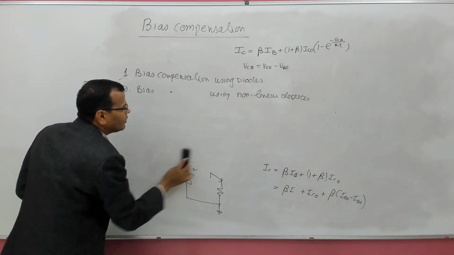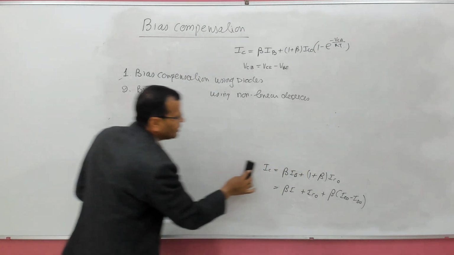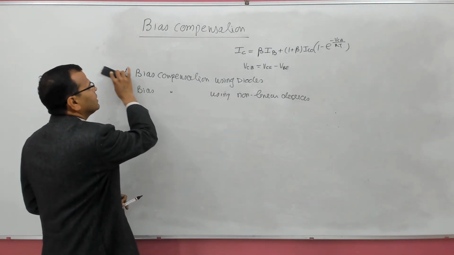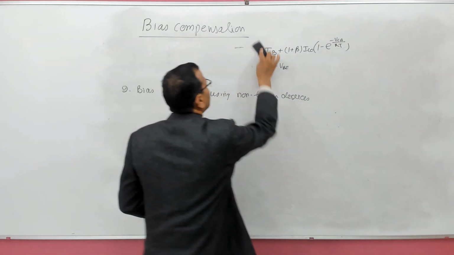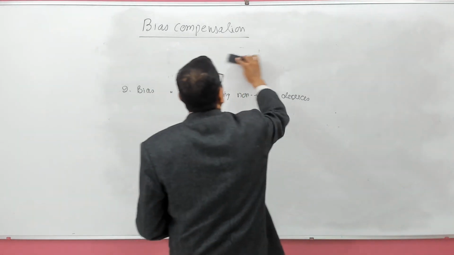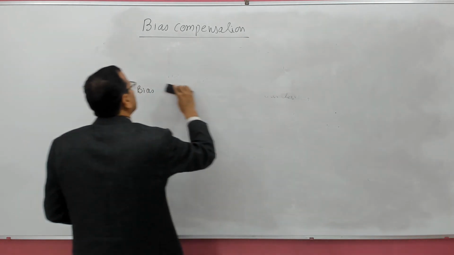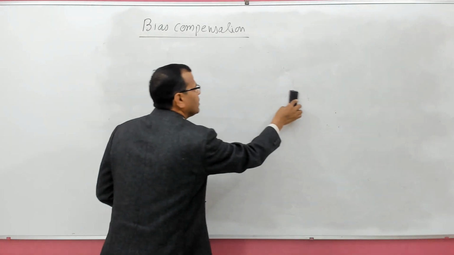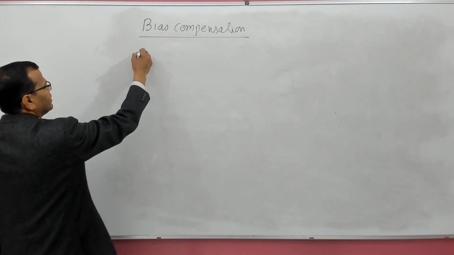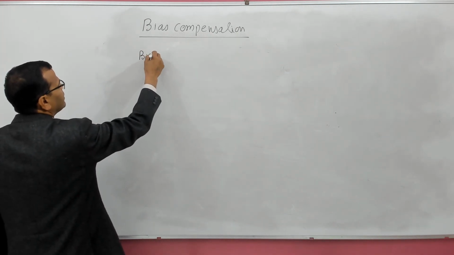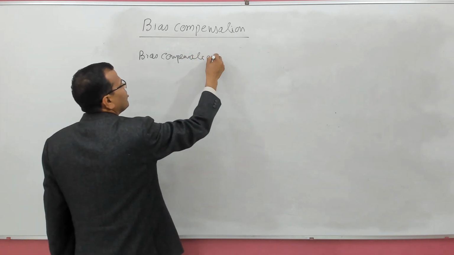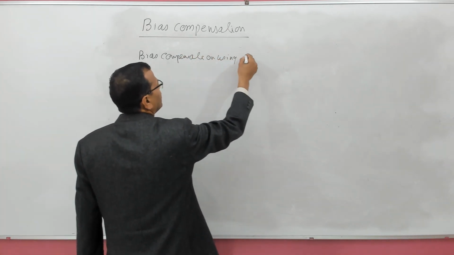Now I will talk about the bias compensation using nonlinear devices, the second one, right? And here I will be talking about two things: bias compensation using thermistor, and then bias compensation using transistor. So first, bias compensation using thermistor.